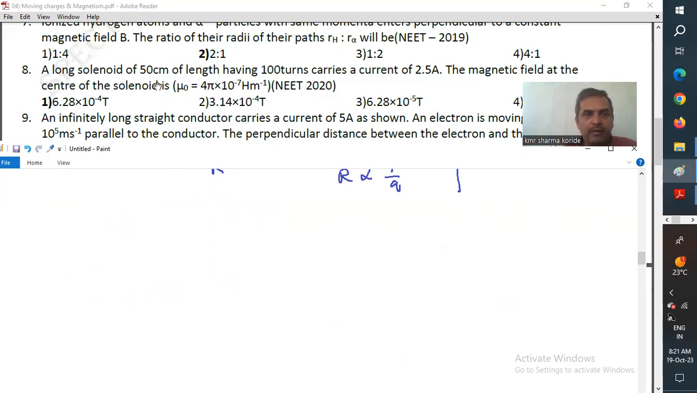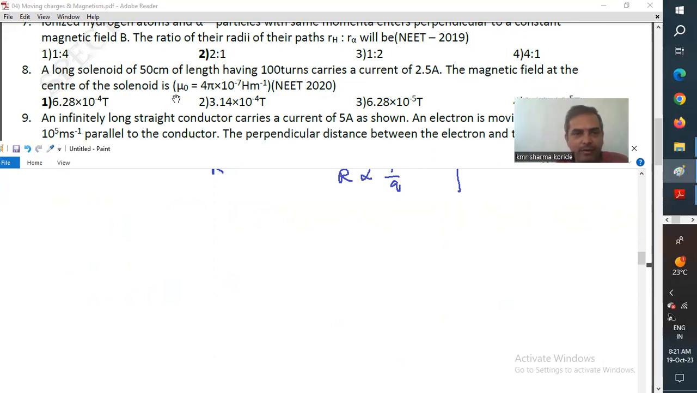A long solenoid of 50 centimeter length having 100 turns carries a current of 2.5 amperes. We need to find the magnetic field at the center of the solenoid, providing the value of mu naught. So get back the formula for the solenoid at the center. B is equal to mu naught Ni.